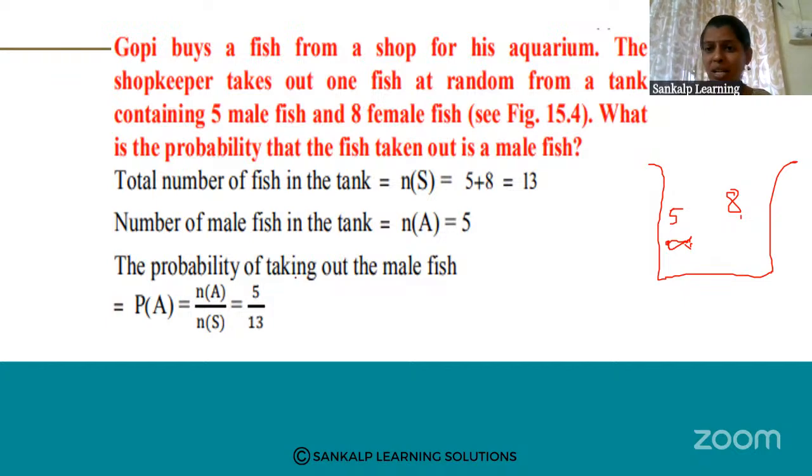Okay. So how many total fishes are there in the tank? That is 5 plus 8. 5 is male fish, 8 is female fish. That is 5 plus 8 is 13. So 13 fishes, total number of outcomes is 13. So this is n of s.